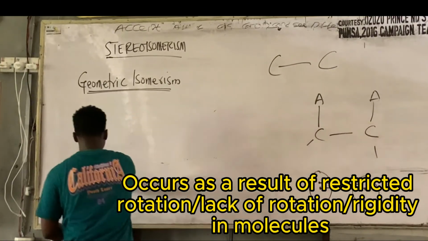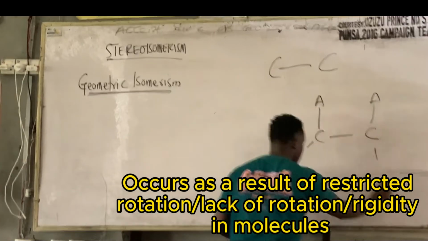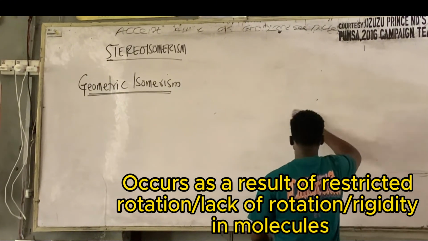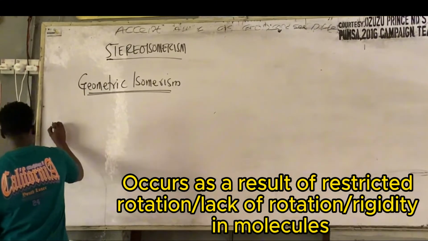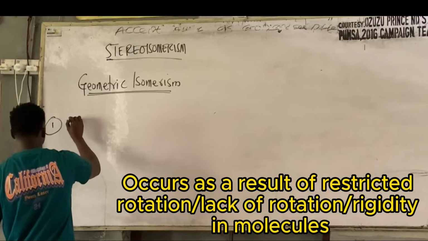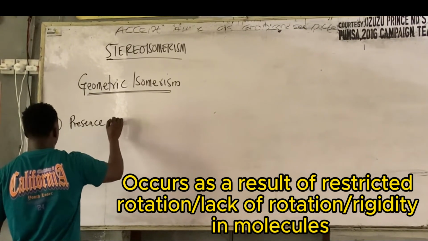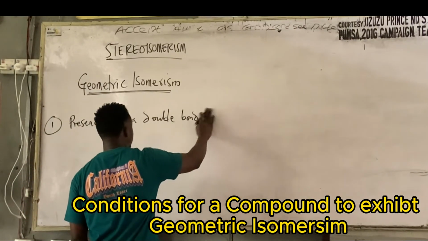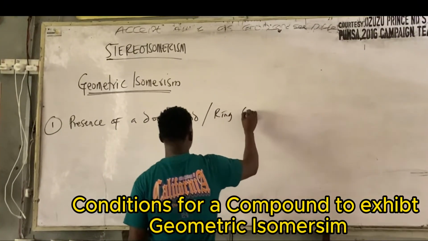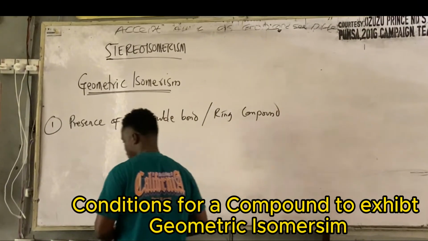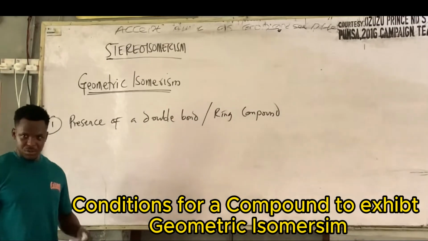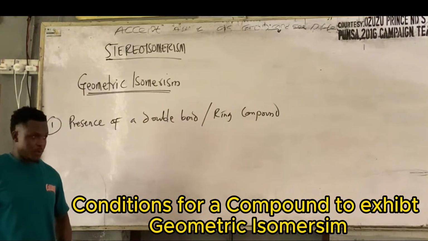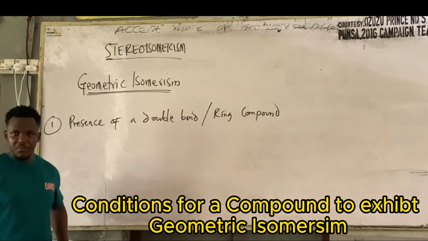Please put down the conditions for a compound to exhibit geometric isomerism. Number one: presence of a double bond or a ring compound.